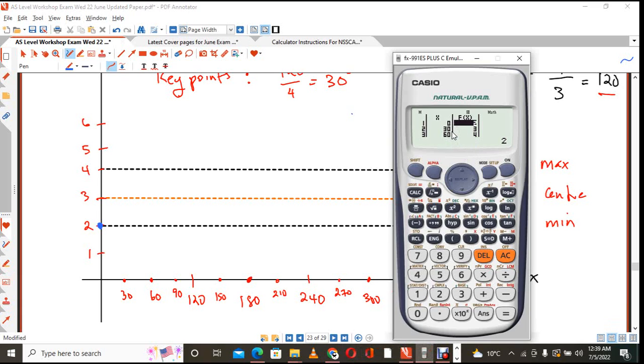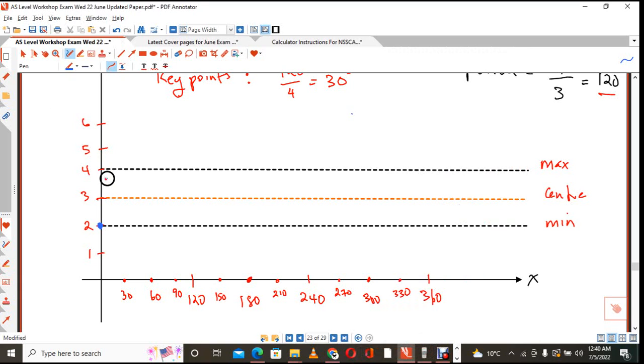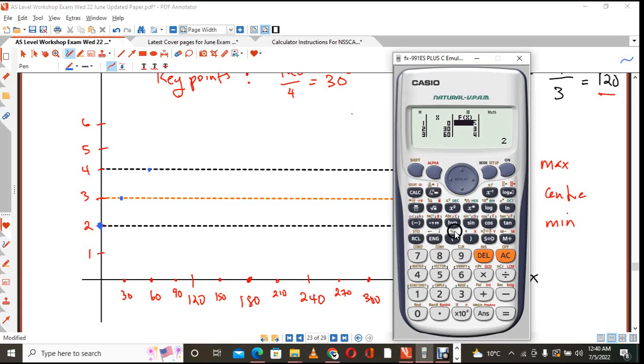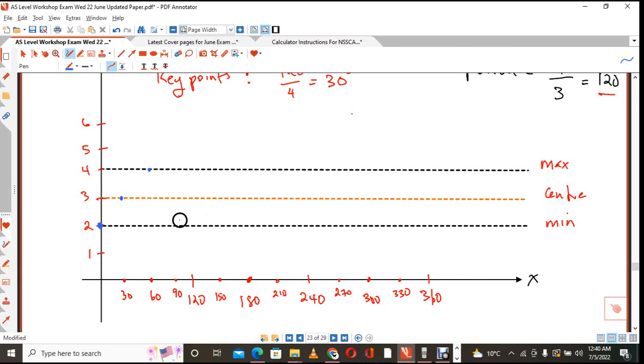If x is 30 degrees, I get a 3. So 30 is 3, 60 is 4. When you go back to your calculator and you go back down, 90, you'll see it's 3 again, and 120 is 2 again. So 90 will be 3, and that will be 2 again.